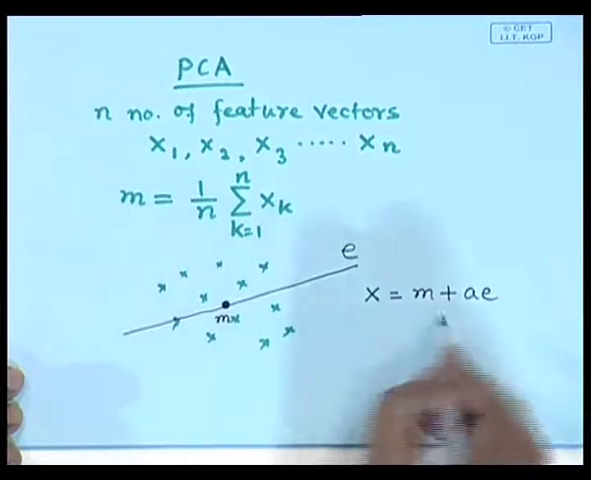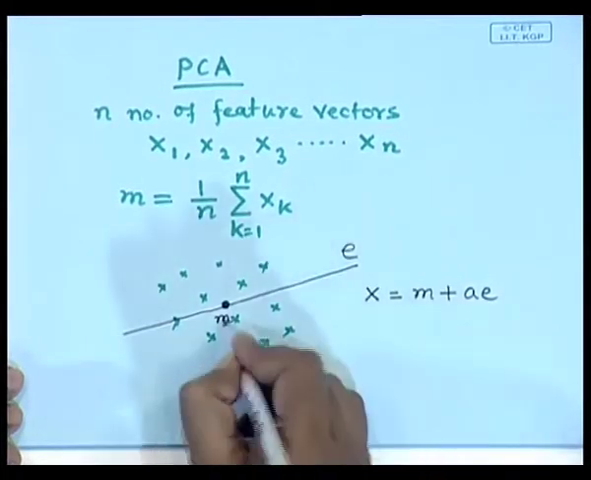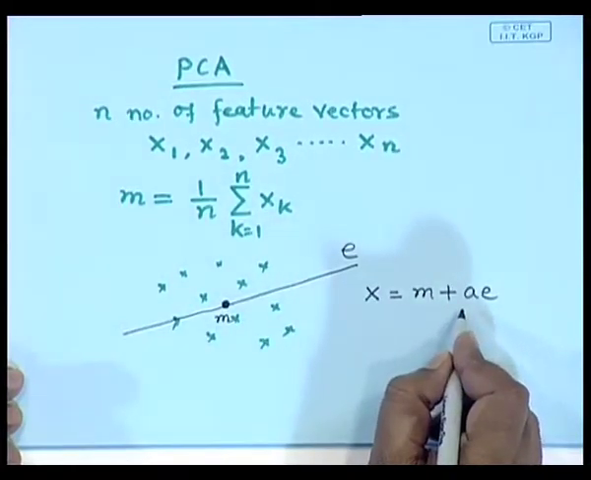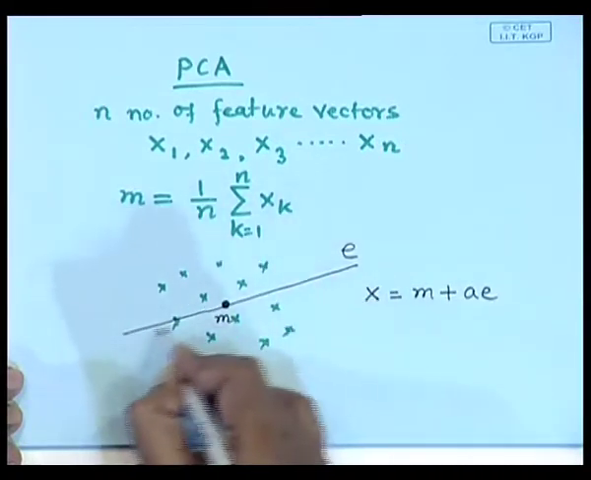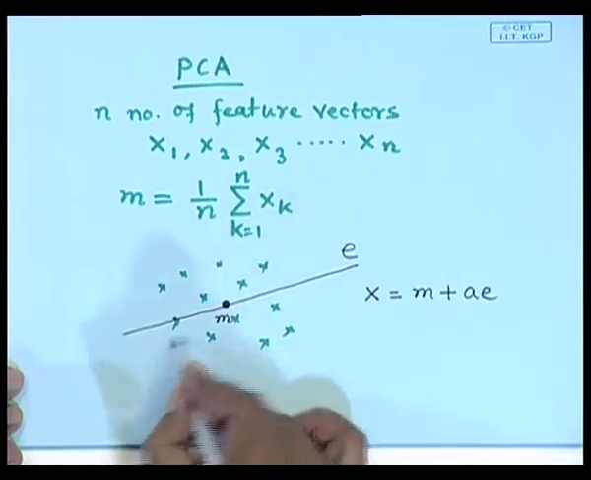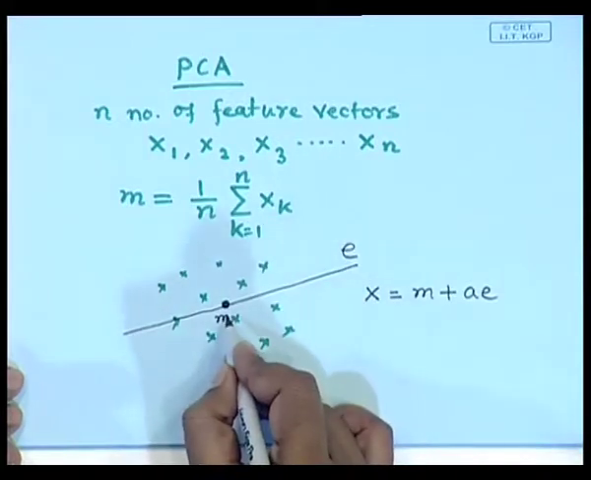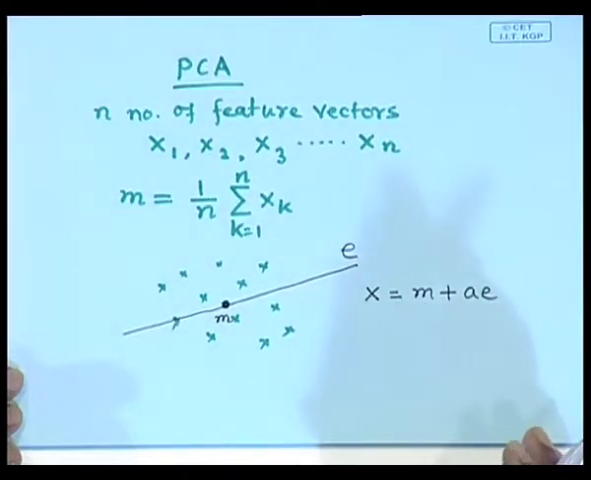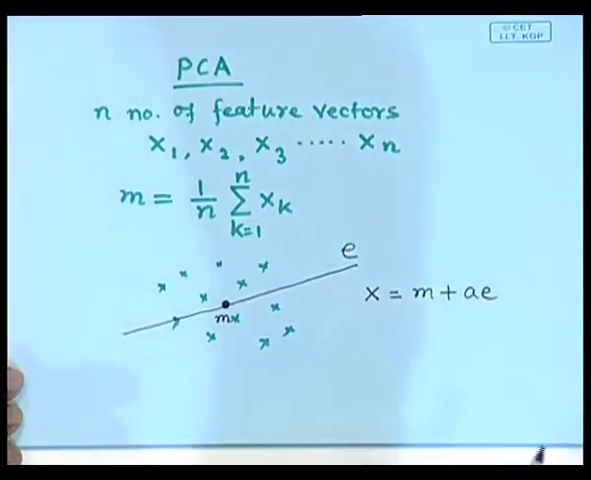In the equation of this line, if a is equal to 0, then x equals m, that means I am at this point m. For different values of a, I am moving from m in the direction of e, that means I am moving along this line. So, the equation of the straight line in the direction of e, where e is a unit vector passing through the mean m, is given by x equals m plus a e. And this a now represents positions of different points on this line.